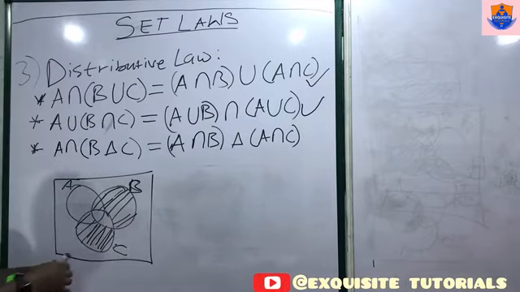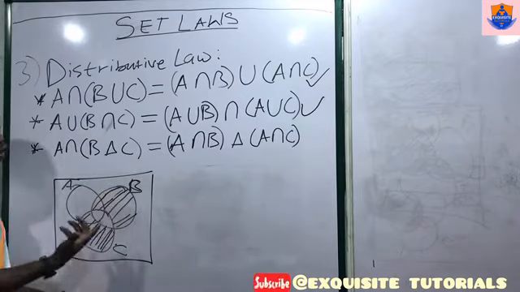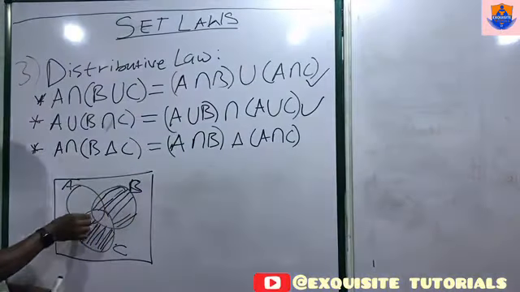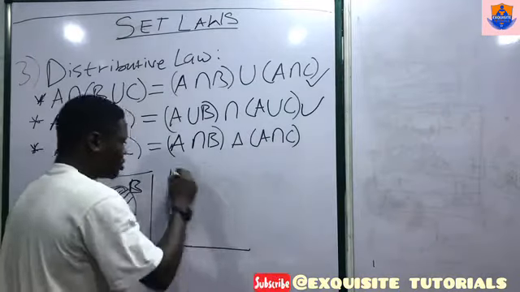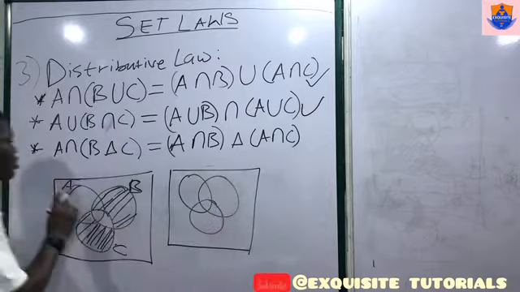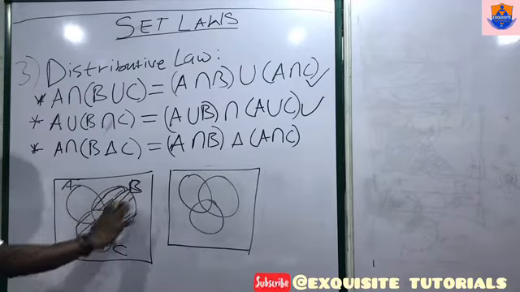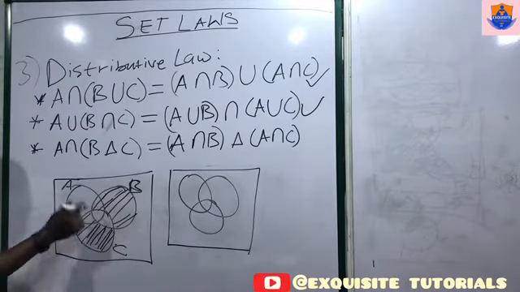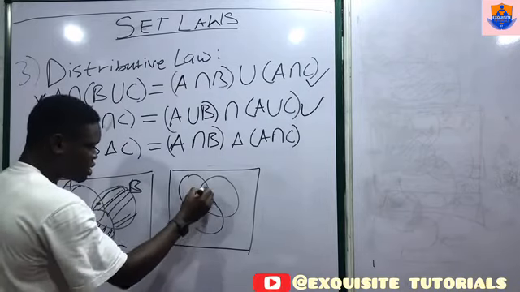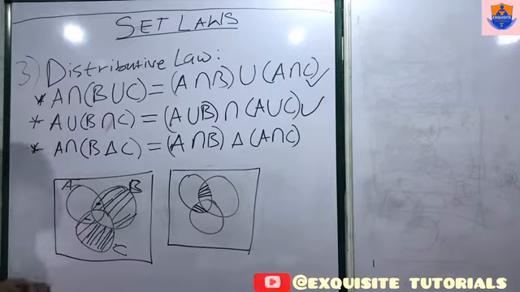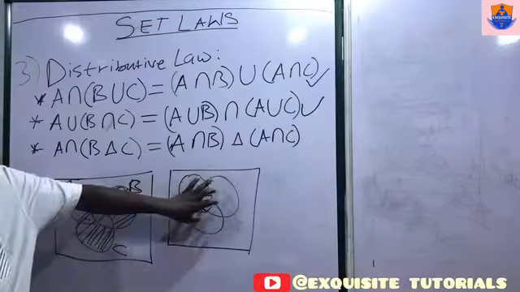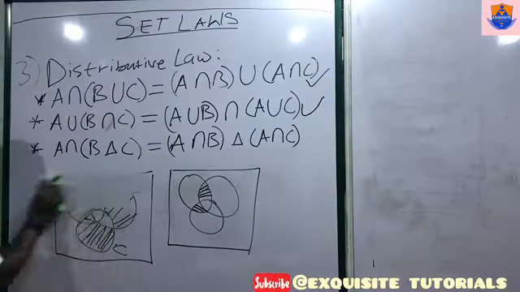Now when you intersect this shaded region with A, the only region they have in common with A is just this small spot and this small spot. So the shaded region becomes this part. So we want to verify if after doing this, we are going to get the same shaded region as this. So let's kick off.